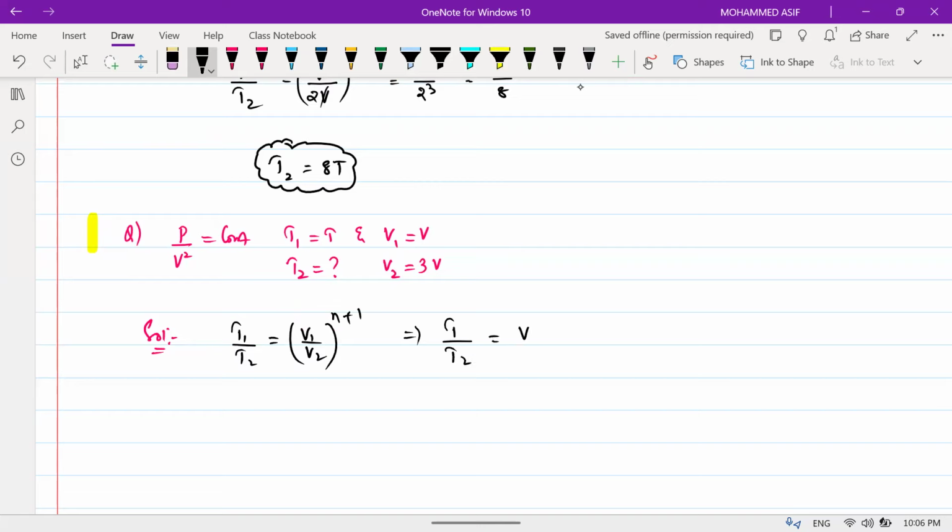V1 is V, this one is 3V, to the power, what is the power here, 2, 2 plus 1. So this will be equal to 1 by 3 power 3. That is how much? 27. So T2 will be equal to how much? 27 times your T. That is your answer. Am I clear? Any doubt in this one?